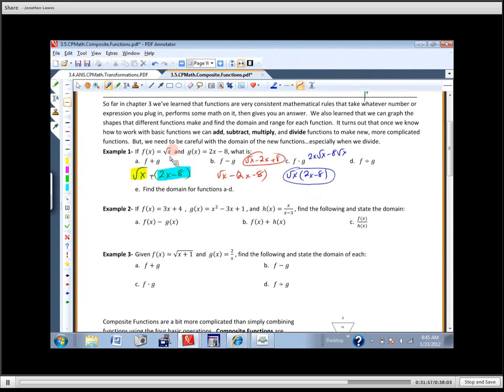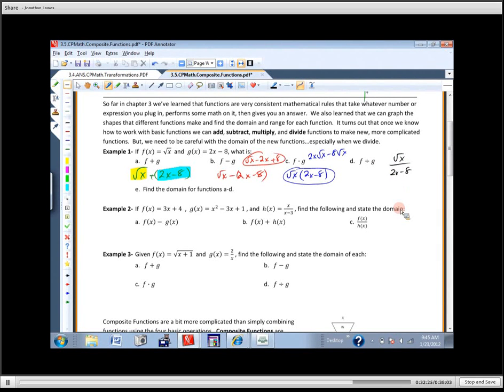This function you can plug in anything you want as long as it's 0 or bigger. Anything but negatives. We call them non-negatives are okay to plug in here. What can you plug into this function? All real numbers, anything you want. So this has a pretty nice domain and this has a pretty nice domain. Now watch what happens. The minute I divide these, so this is what I get when I divide them. I have the square root of x divided by 2x minus 8.